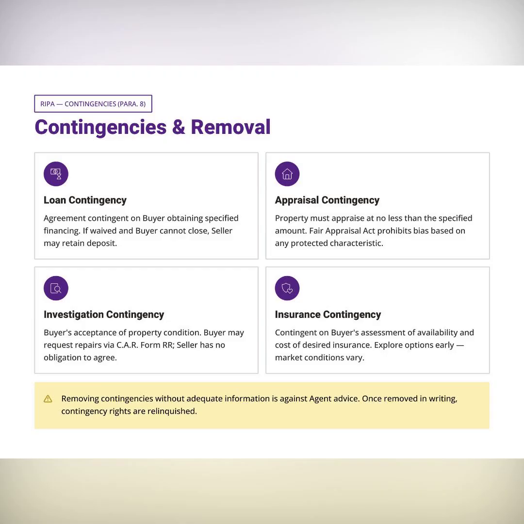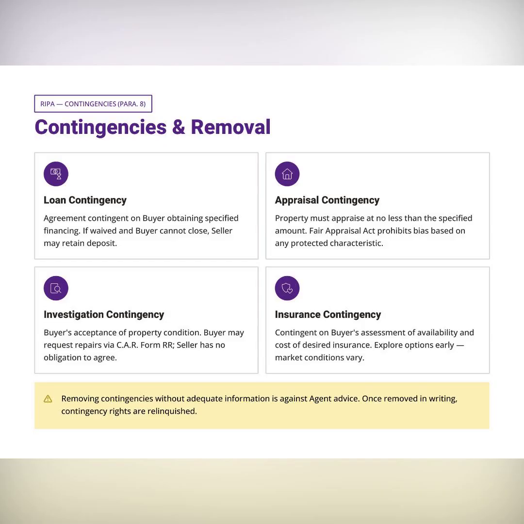Contingencies are vital protective clauses within the RIPA, shielding your clients during the transaction. We primarily deal with loan, appraisal, investigation, and often insurance contingencies. The loan contingency protects the buyer if financing falls through. Appraisal ensures the property value supports the loan. The investigation contingency allows for thorough due diligence, and an insurance contingency ensures insurability.